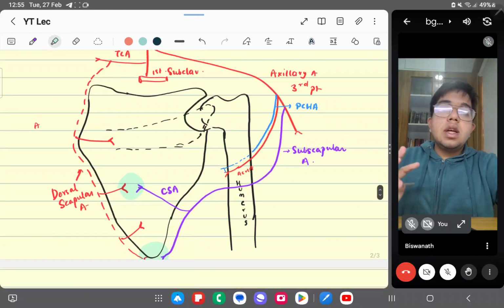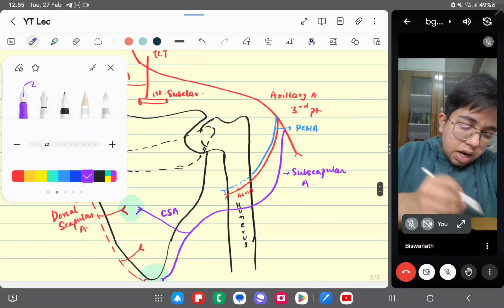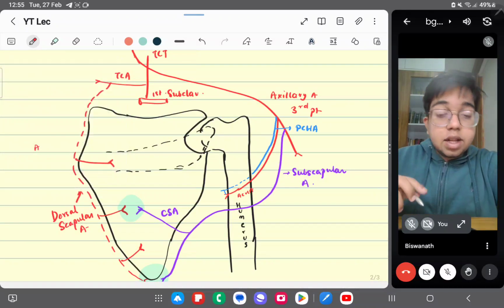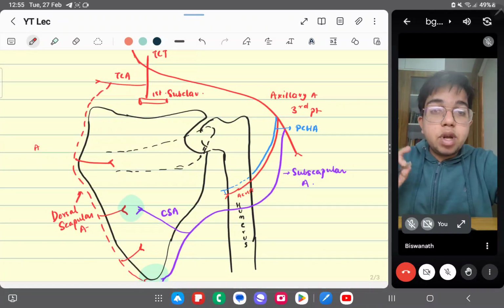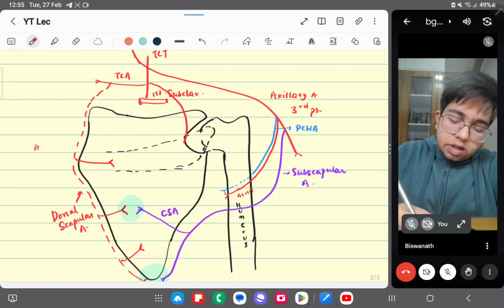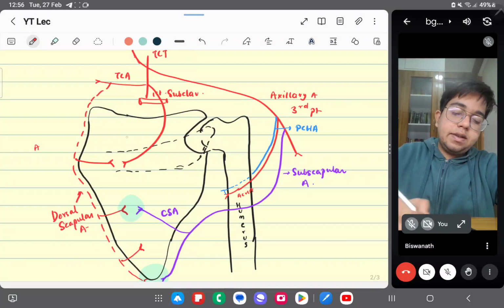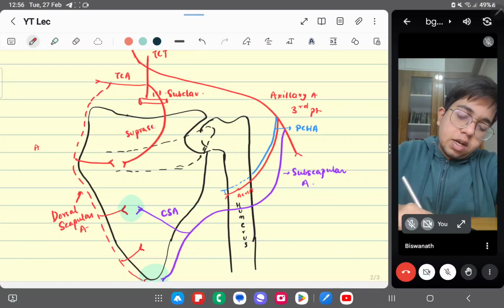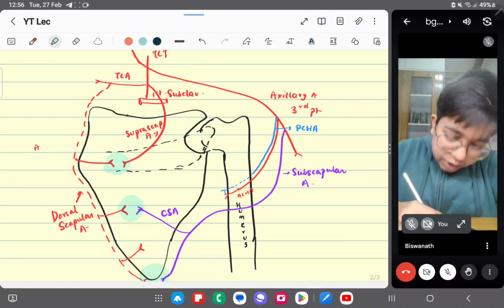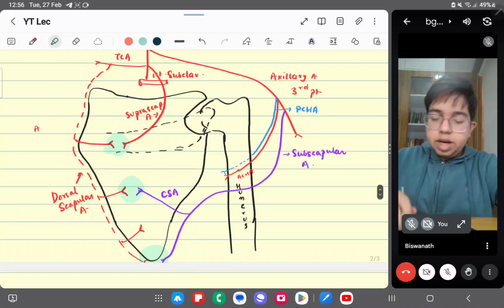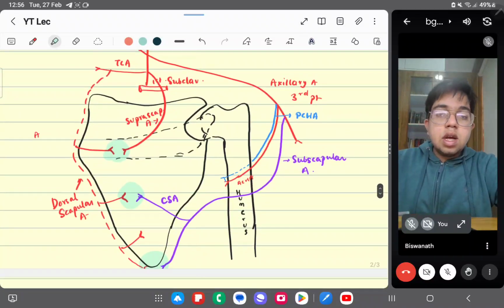Understood? Another one, I told you, from the first part of the subclavian another artery arises, the suprascapular artery, which was coming to the front. So here we have the suprascapular artery like this. This is the suprascapular artery, and this will be anastomosing like this. 3 points of anastomosis we've got.